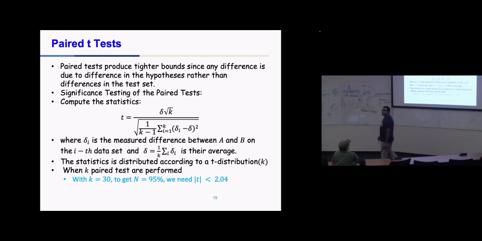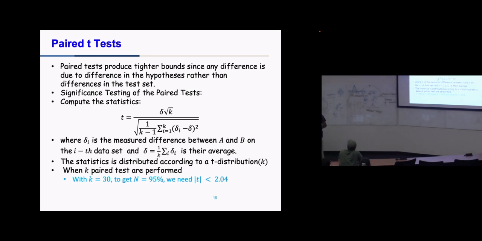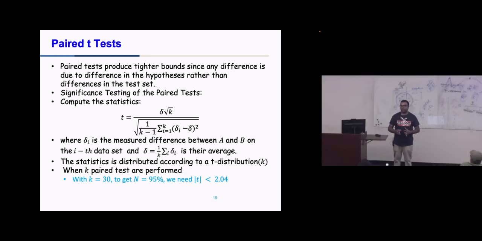Okay? Then the null hypothesis holds. Those two models are the same. But if it is higher than that, that means it's not coming from the same distribution. It must be coming from a different distribution with at least 95% confidence. Okay?